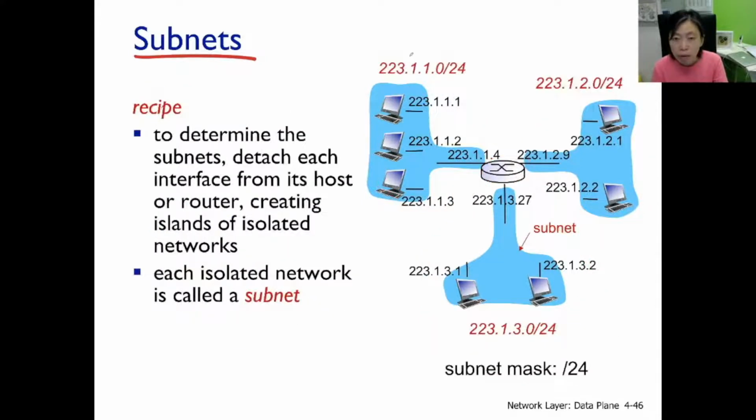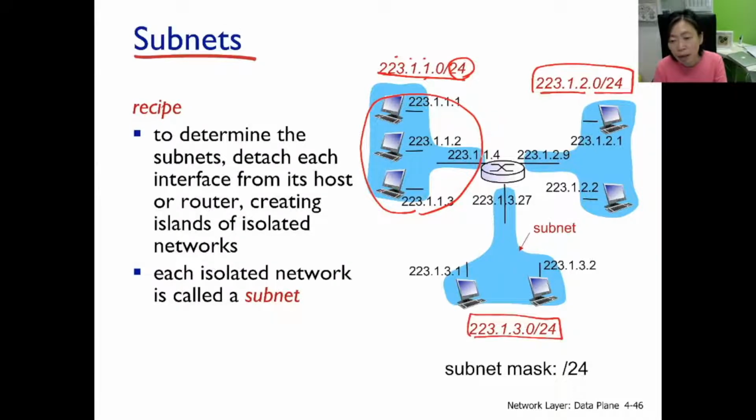Now, we also use something like this to say, yeah, this is the subnet address. You see here, this number indicates how long the subnet part of the IP address is. So it's 24 bits. Similarly, the 223.1.2 subnet address looks like this. And this is 1.3's subnet address.